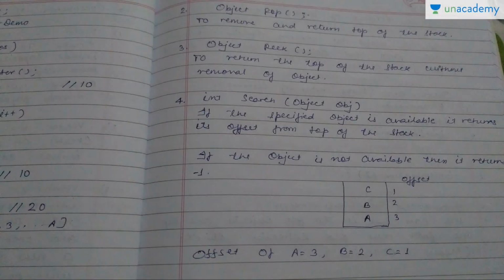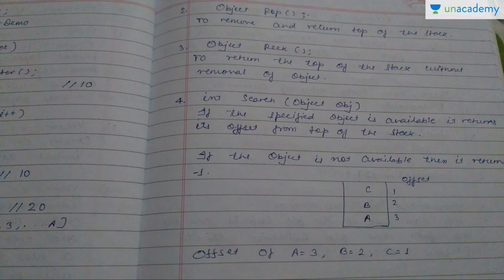So we were talking about the method Object pop(). This will be used to remove and return the top of the stack. The next method is Object peek(). It will be used to return the top of the stack without removal of the object. The next method is int search(Object obj). If the specified object is available, it returns its offset from the top of the stack. If the object is not available, then it returns -1. So this method actually searches for a particular object in our Stack class.